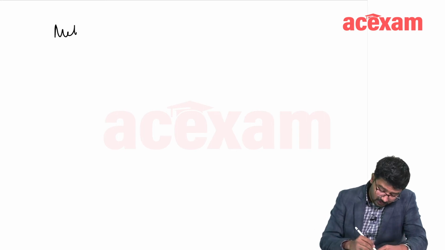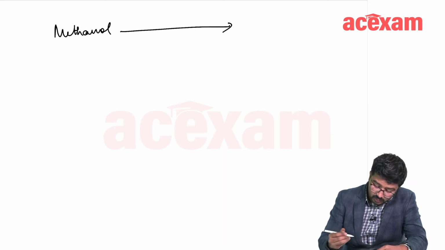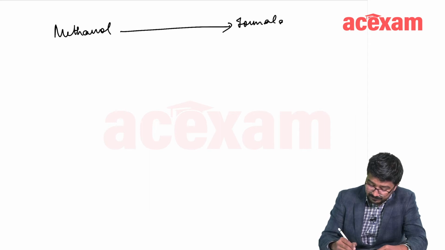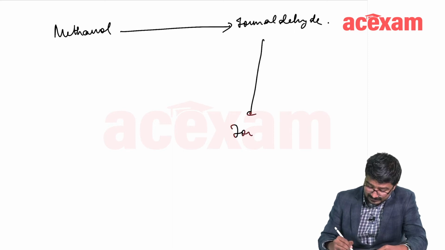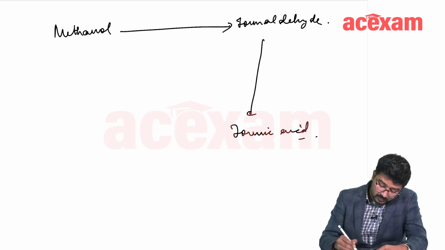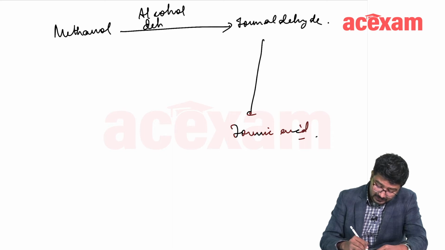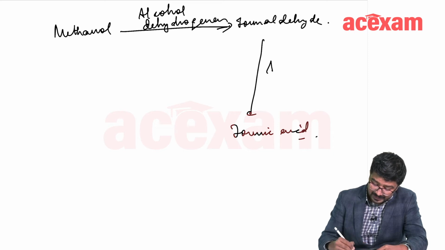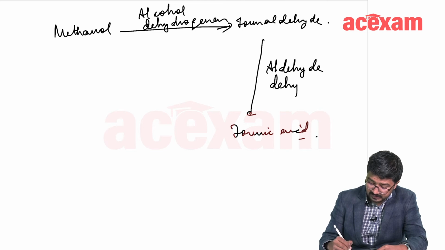So the methanol will be converted into formaldehyde initially and then formic acid later. This by means of an enzyme known as alcohol dehydrogenase, and this by means of an enzyme known as aldehyde dehydrogenase.